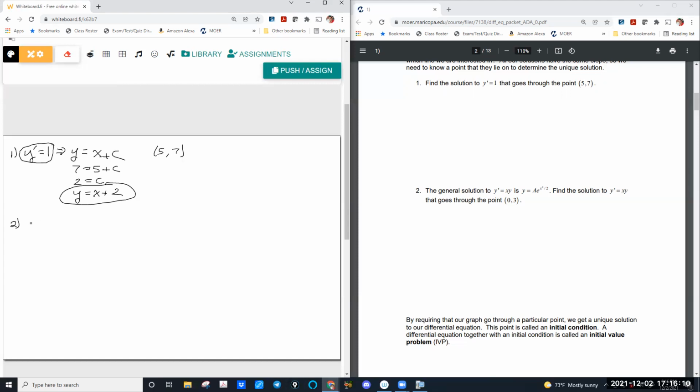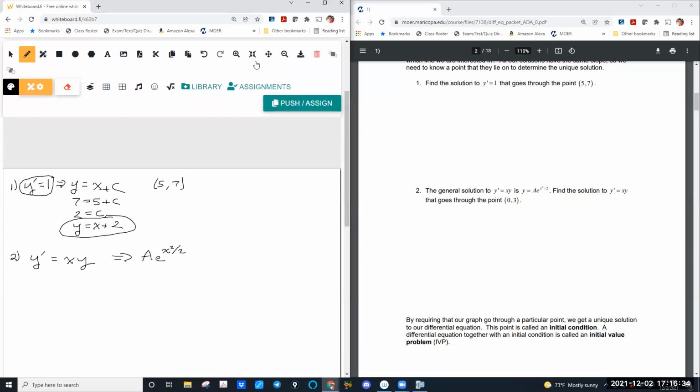Now in 2, we've got a differential equation of y prime equals x times y. And now we're told that the solution is a e to the x squared over 2. Well, this is a perfect opportunity for us to see how to verify the solution of a differential equation. Let me clean something up here.